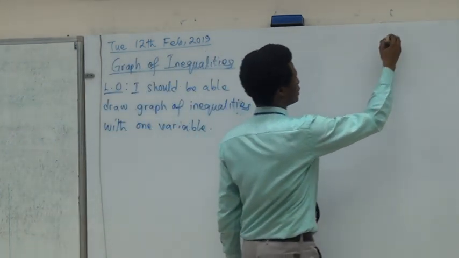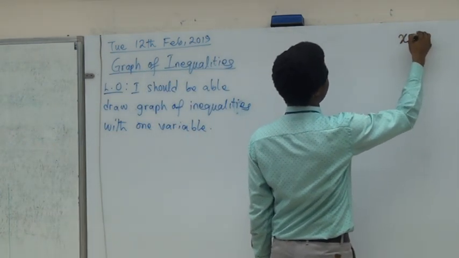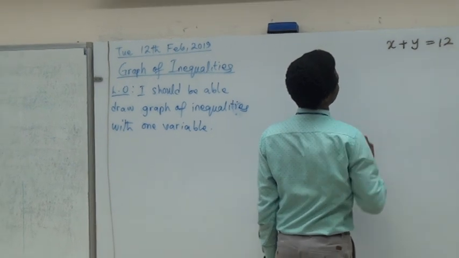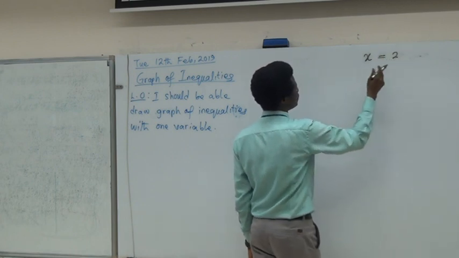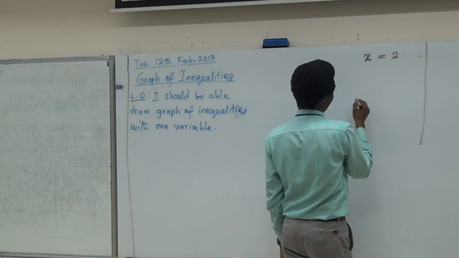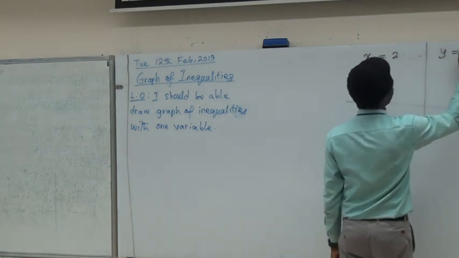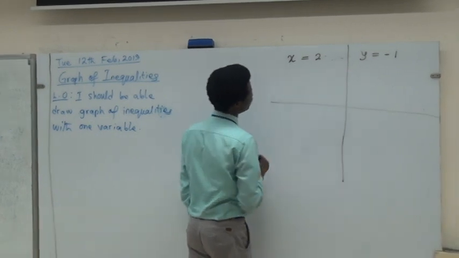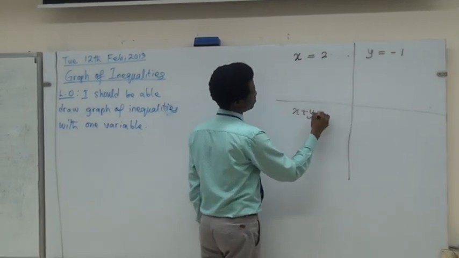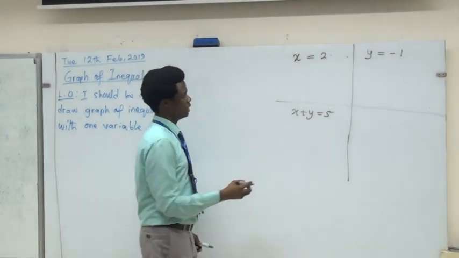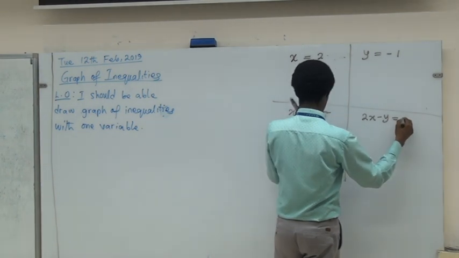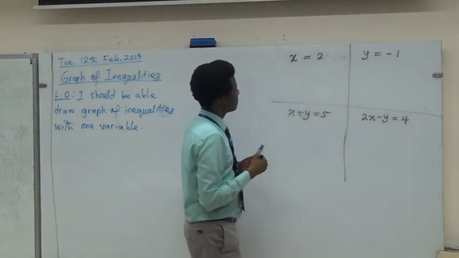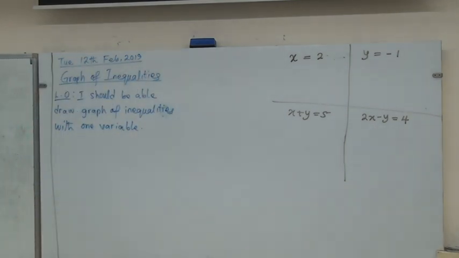So I'll ask the question first. Let me start from here. X is equal to 2. I want someone to come and give me the sketch. Y is equal to -1. Pick any one you want. X plus y maybe is equal to 5. And 2x minus y is equal to 4. Anyone? I need a sketch of what this will look like.